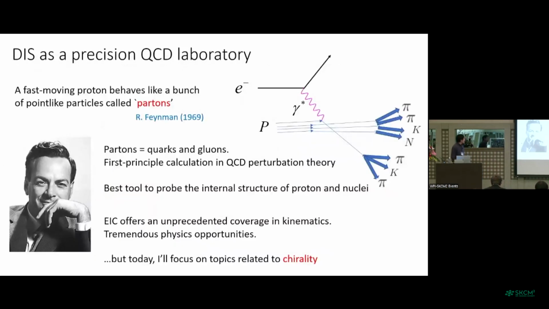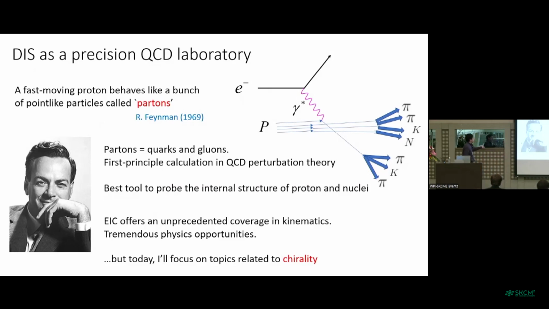And you can analyze this process very precisely using perturbation theory in QCD. The idea actually goes back to before QCD. It's by Richard Feynman, who observed that in this process you can think of the proton as a bunch of free, non-interacting partons propagating in one direction.